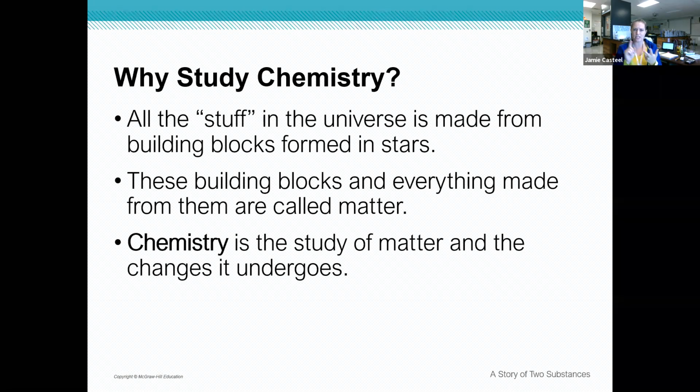Does it give off energy? Does it take in energy? Does it make an explosion? What does it do when these things are combined?